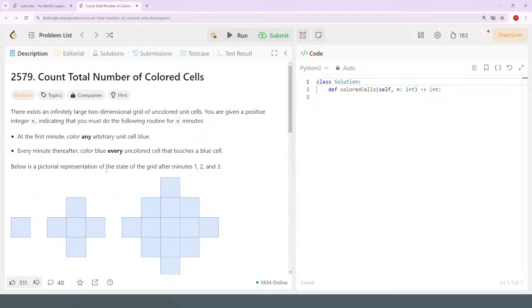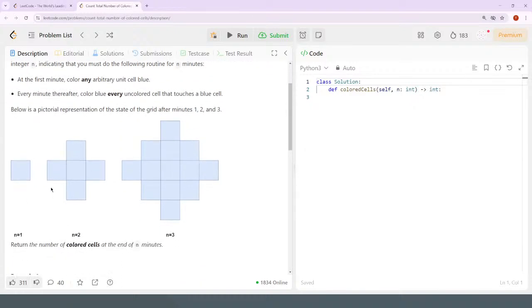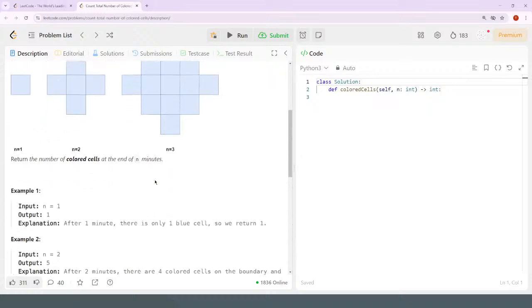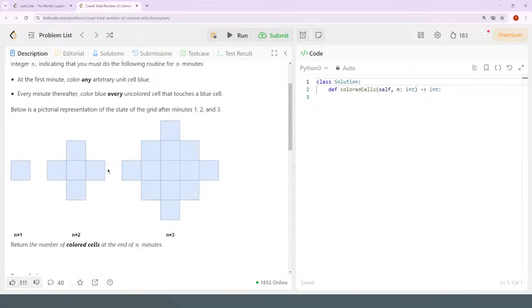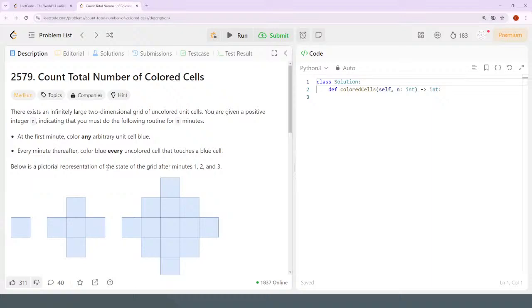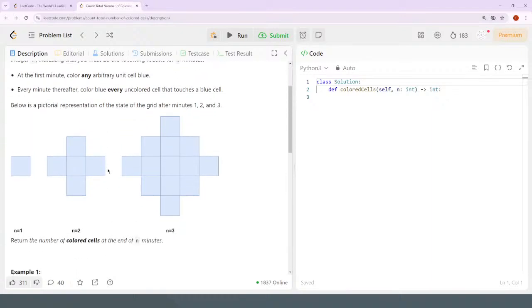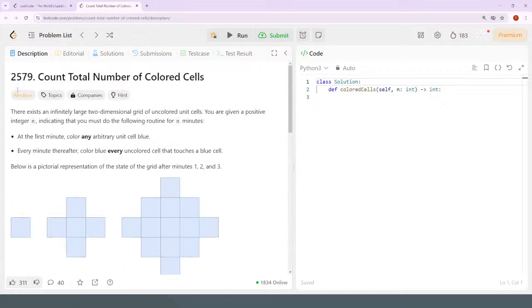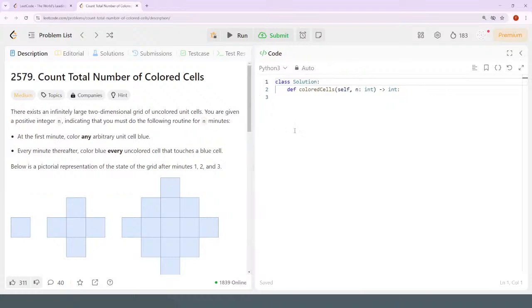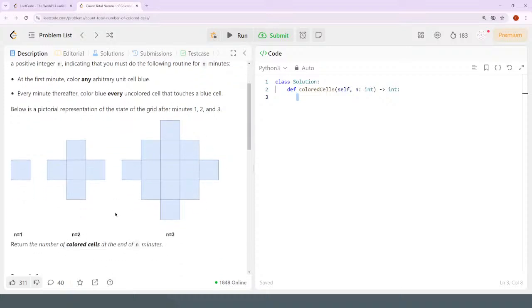Below is a pictorial. Return the number of colored cells at the end of n minutes. Infinitely large. Oh my god, are you serious? These are not appropriately medium. I think these are very much on the easy side. Maybe they want you to do this more programmatically, but there's just a straight formula that you can do for these.